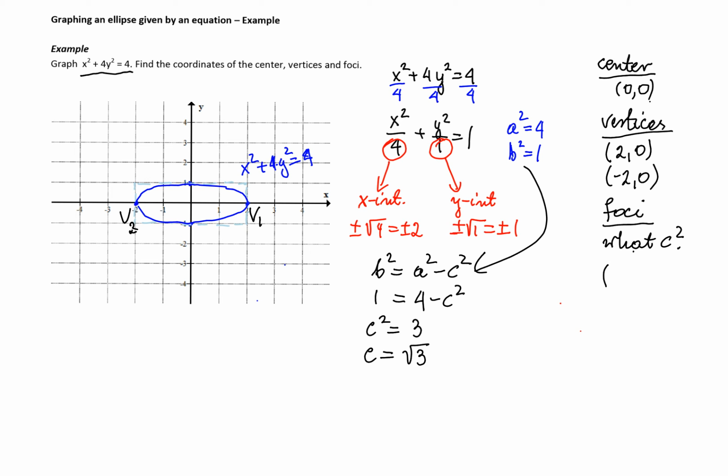Now once I have c, I know that the foci are square root of 3, 0 and negative square root of 3, 0. I know that the foci are on the x-axis because the vertices are on the x-axis. So these are the foci, and the focus f sub 1 would be somewhere here, and the focus f sub 2 will be somewhere here.